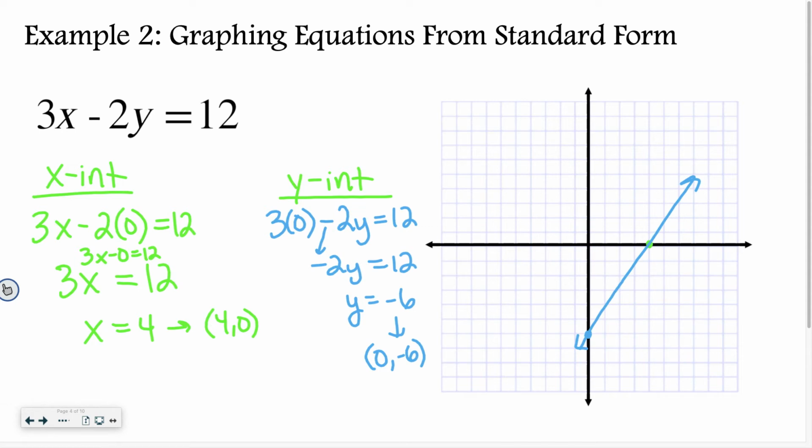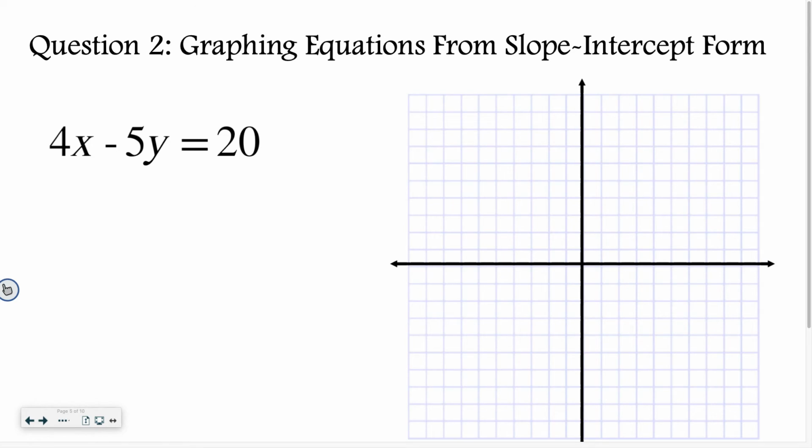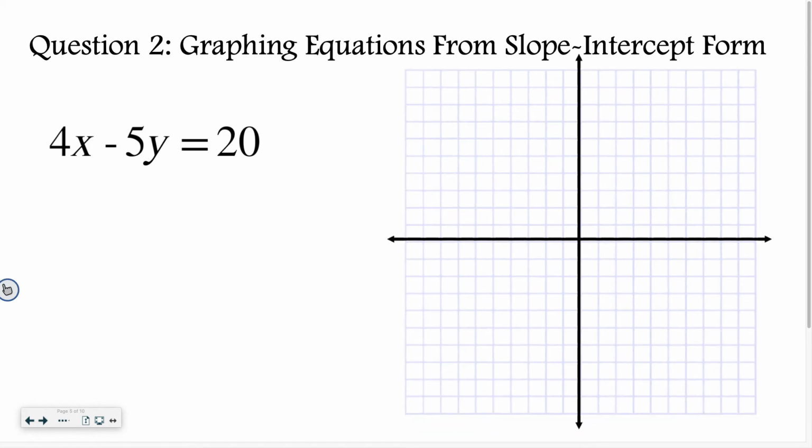When you're solving for the x-intercept, you plug 0 in for y because you want to get rid of the y, so you have x equals something. When you solve for the y-intercept, you want to plug 0 in for x because you want x to go away, so you have y equals something. Why don't you take a minute and solve this one on your own? Good luck.